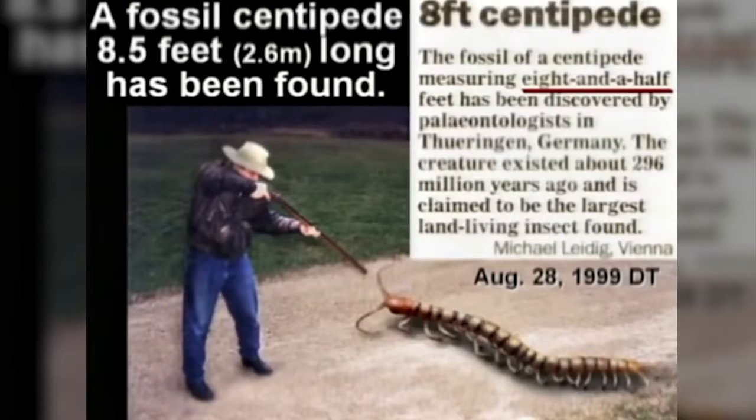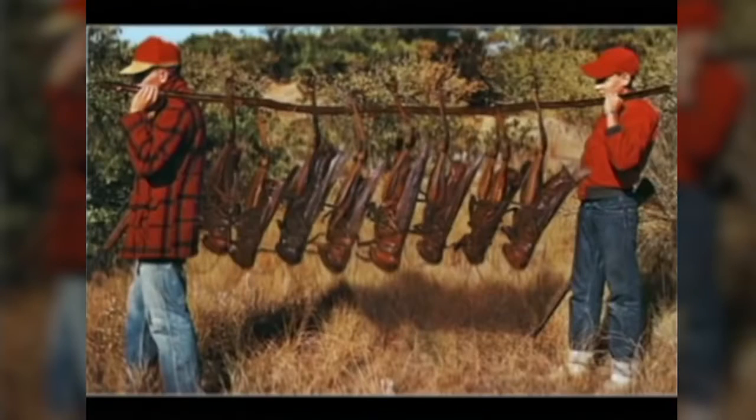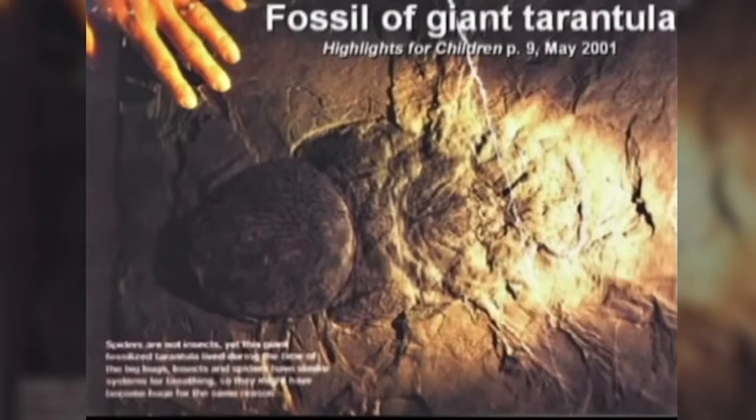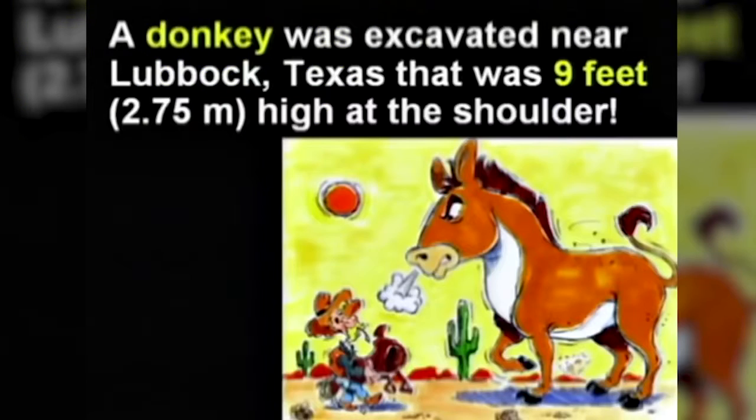Giant fossil centipede, 8.5 feet long, was found. Grasshoppers, 2 feet long, have been found fossilized. You can make a meal out of those. Tarantula with a 3-foot leg span, fossil. 60-foot cattail fossils have been found. A donkey 9 feet high.